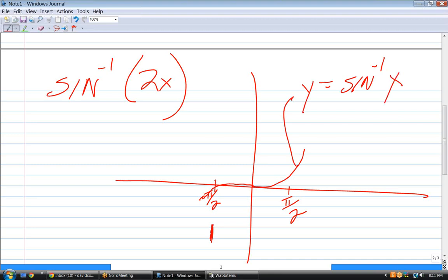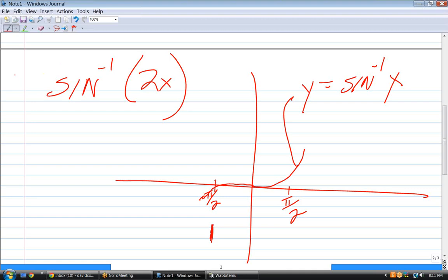You with me? So inverse sine of 2x, what kind of transformation is that? Is that a vertical stretch or squeeze? Is it a horizontal stretch or squeeze? What is it? It's a horizontal squeeze.